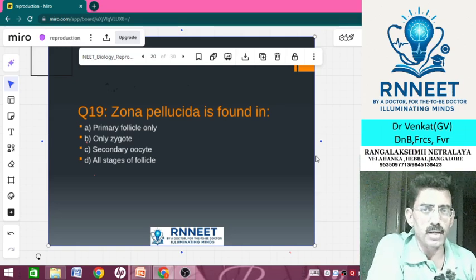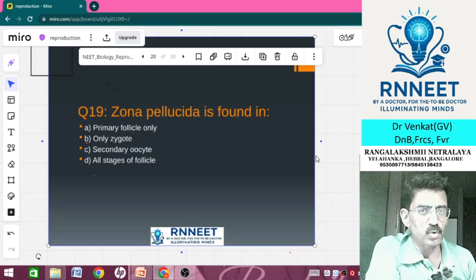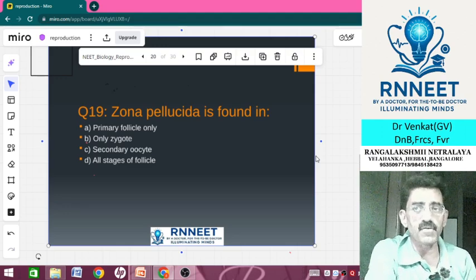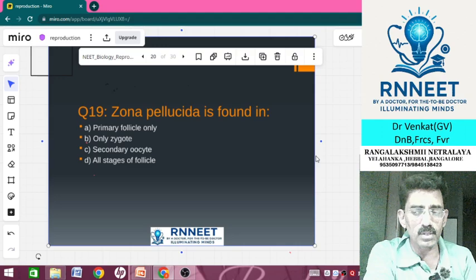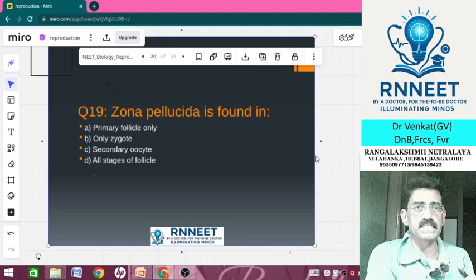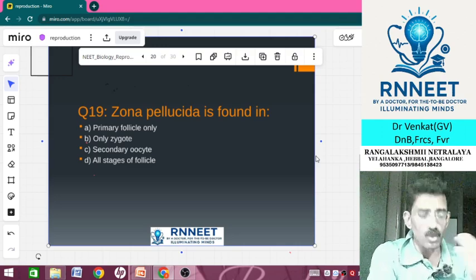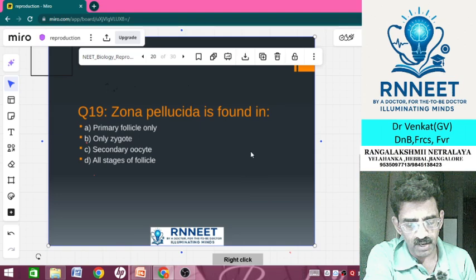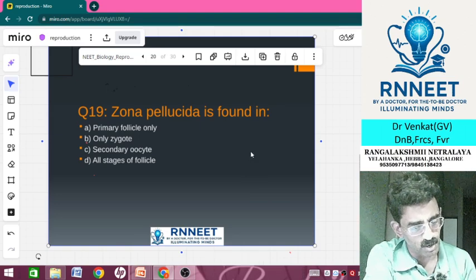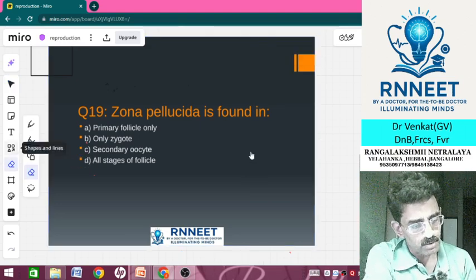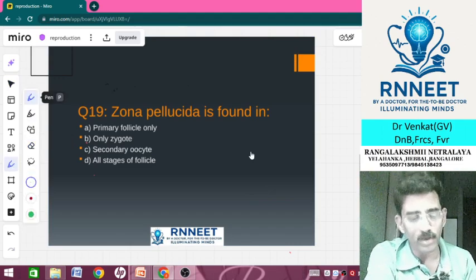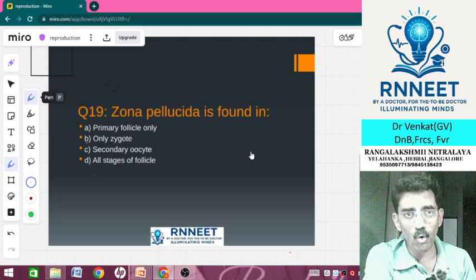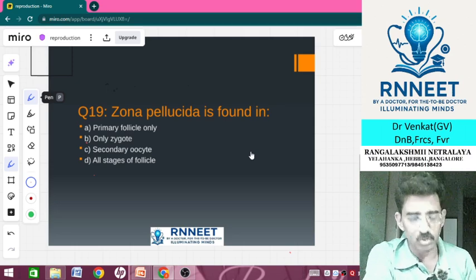Zona pellucida is found in... now you know zona pellucida is what? It is a covering of the ovum. When the ovum is released, that is basically your secondary oocyte is released, you have the zona pellucida covering it, right? So the zona pellucida covers the secondary oocyte or the haploid oocyte. So the haploid ovum is covered by the zona pellucida.